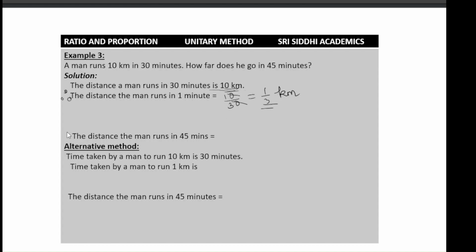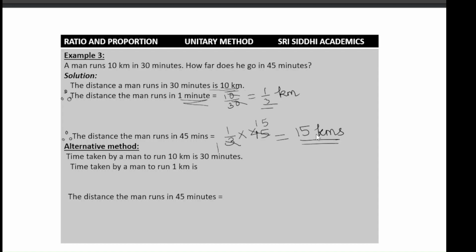Now the question is asking me how far does he go in 45 minutes. So the distance the man runs in 45 minutes, how will I find out? I'll multiply. When I'm trying to find more, I multiply. So here 3 ones are 3, and 1 by 3 came from here, this statement: how much distance he runs in 1 minute. So 1 by 3 into 45. 3 ones are 3, 3 ones are 3, and then 4 minus 3 is 1. 1 5, 3 fives are 15. So it becomes 15 kilometers. This is the distance the man runs in 45 minutes.